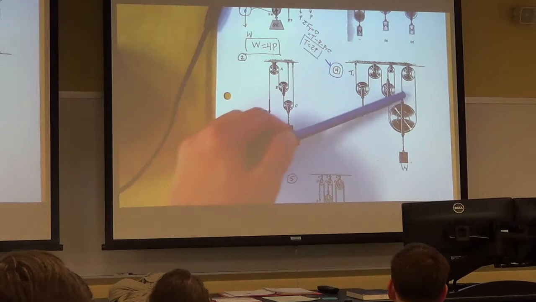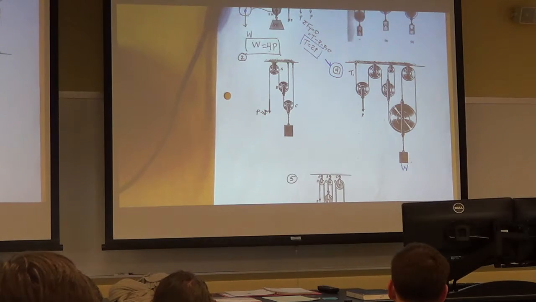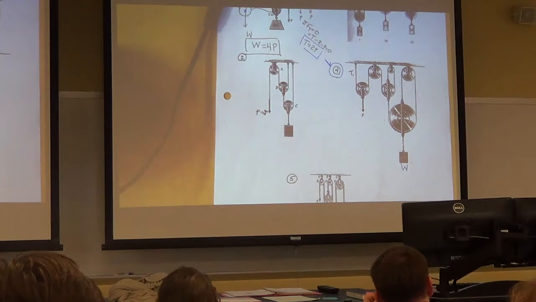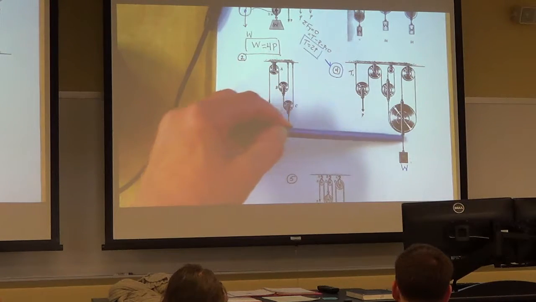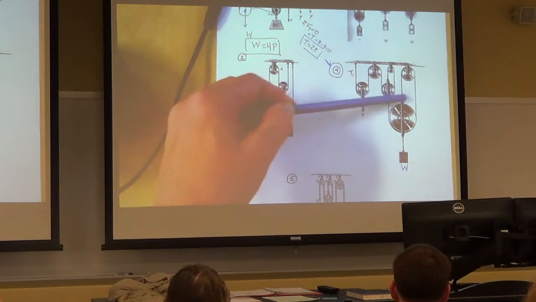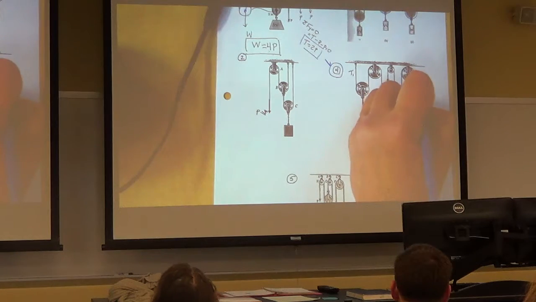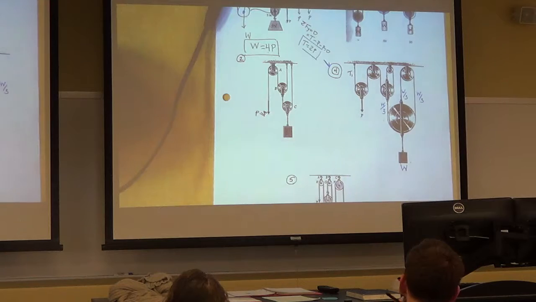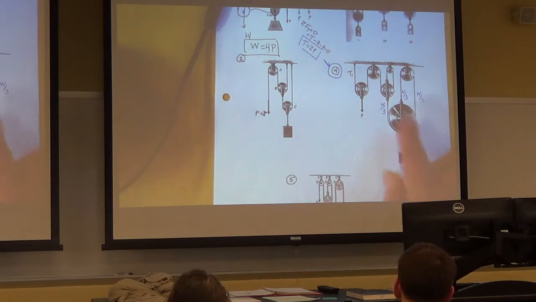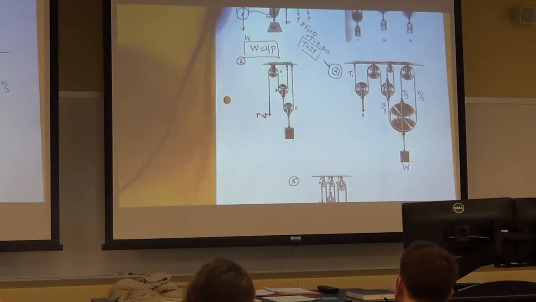Why is each of these cables 1/3 of W? They're all the same cable. The cable that's coming up here is the same as here, and it's the same as here. That means that they all have the same tension. So it's W over 3, W over 3, W over 3. Just because there are 3 cables there, it doesn't mean that they're all equal. They just are equal because it's a continuous cable.